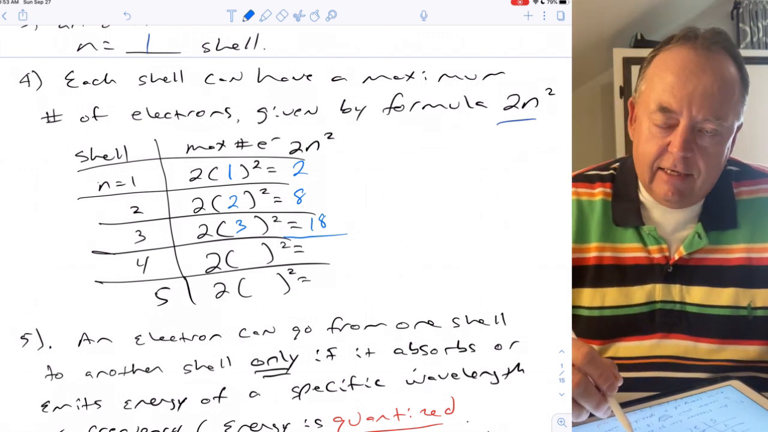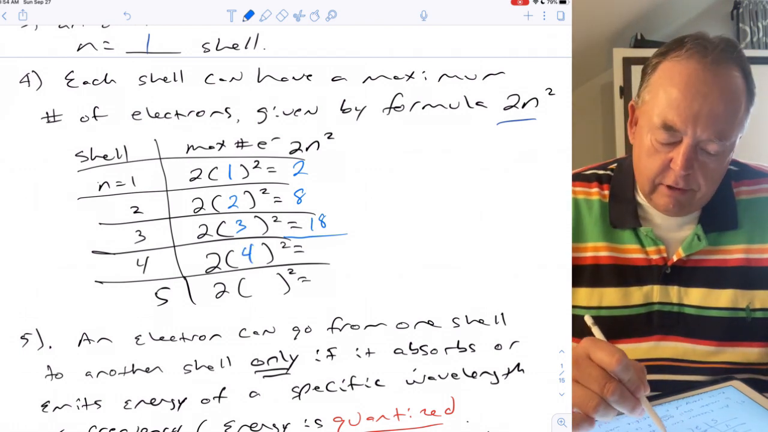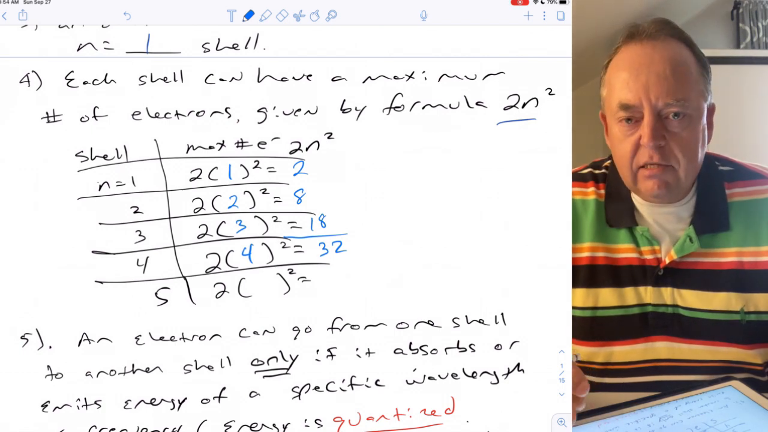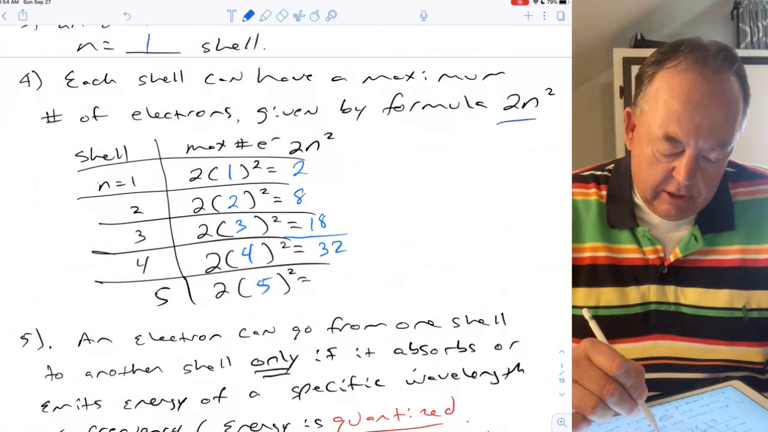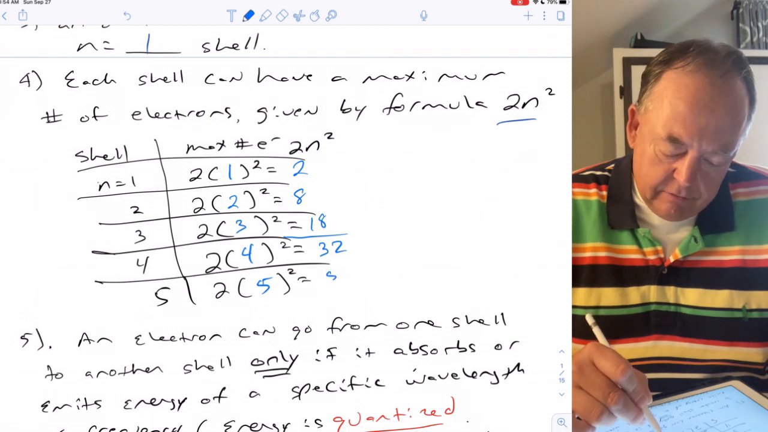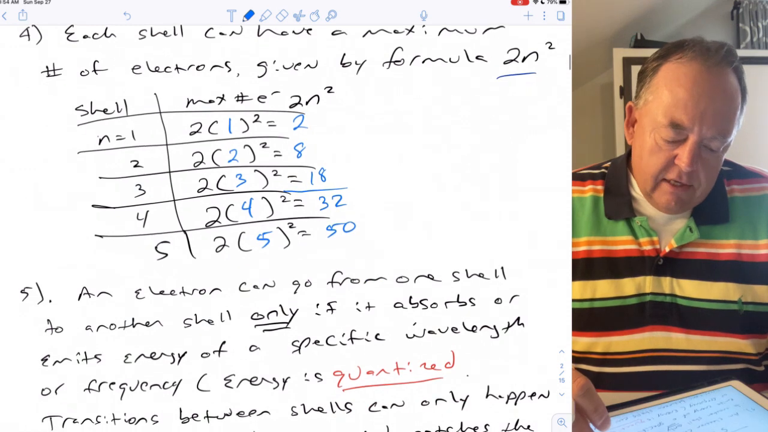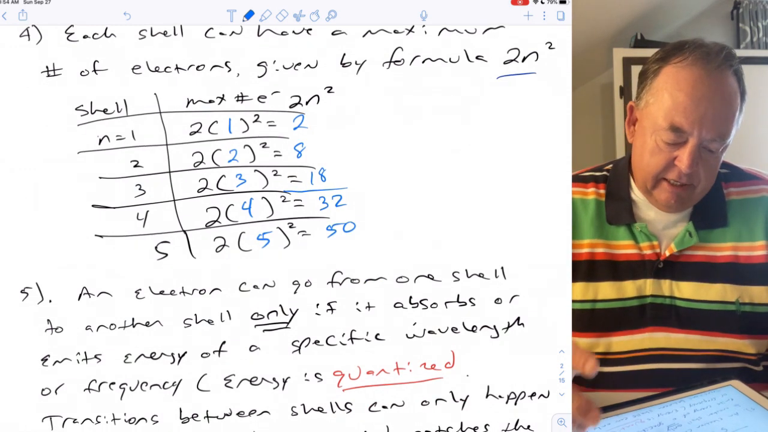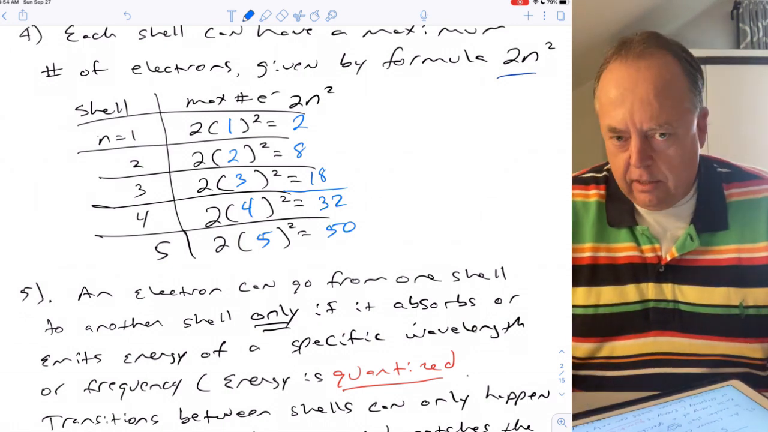It's okay to have less, but it's not okay to have more. Fourth shell: 4 squared is 16, 16 times 2 is 32. So the fourth shell can have a maximum of 32 electrons in it. And we could go on, right? Fifth shell, 5 squared is 25, times 2 would be 50 electrons. So why is it that you can put more electrons in as n goes up? Intuitively, it seems to make logical sense, right?